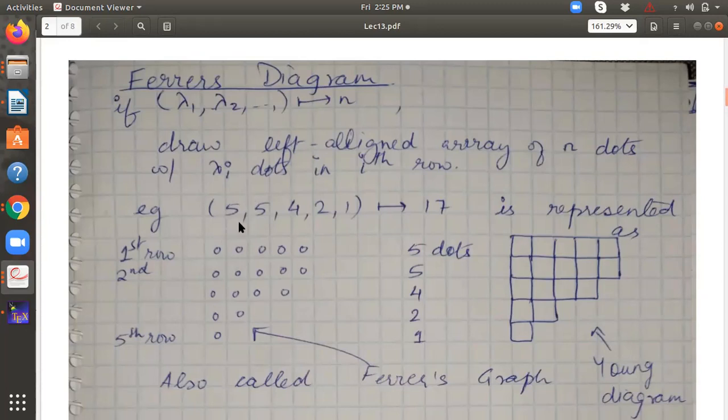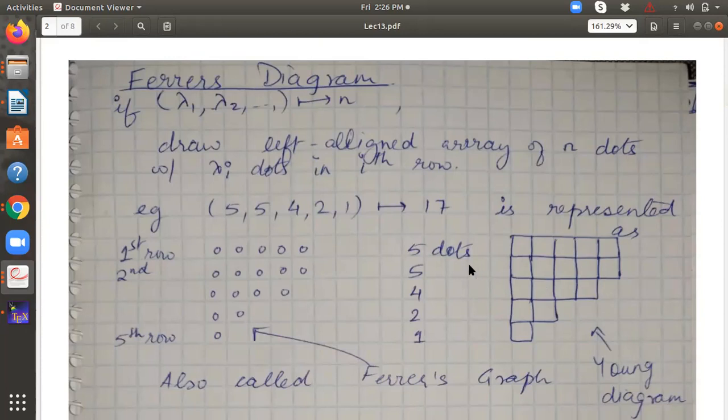Sorry, what am I drawing? So the number you see here is the number of dots in the first row. The number you see here is the number of dots in the second row, and so on. And when these dots or circles are replaced by squares, you call this diagram a Young diagram.